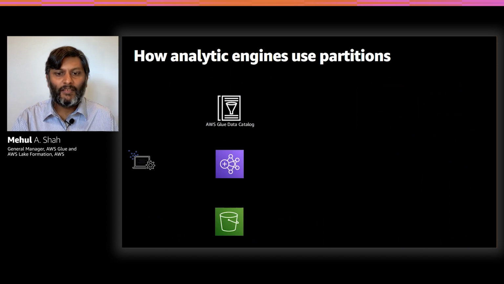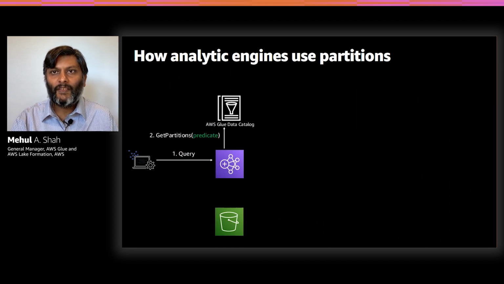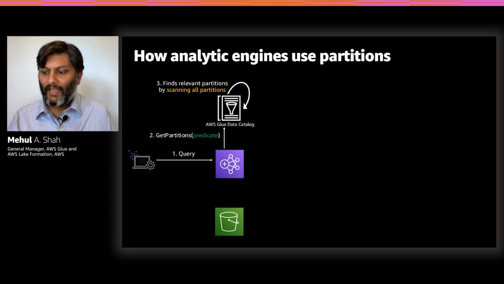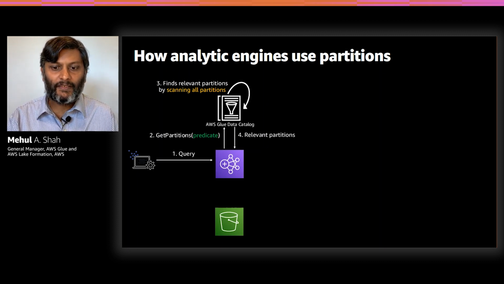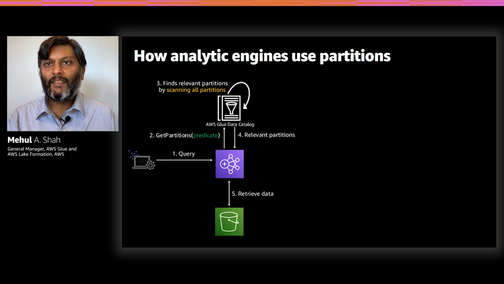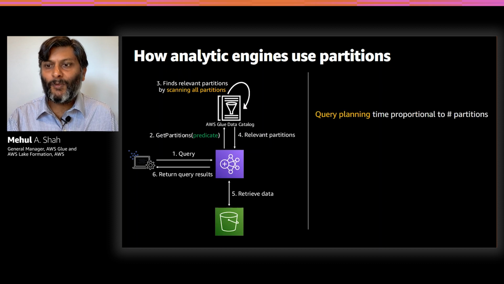Let's see how that works. Imagine, for example, you're using EMR Spark to run a query. You submit the query, Spark will consult the data catalog, and the data catalog will then scan through all the partitions it has to find the relevant ones and then send them back to Spark. That's the query planning phase. Then it's going to execute the query, retrieve the data, and send the results back.